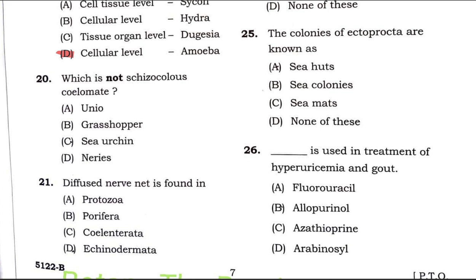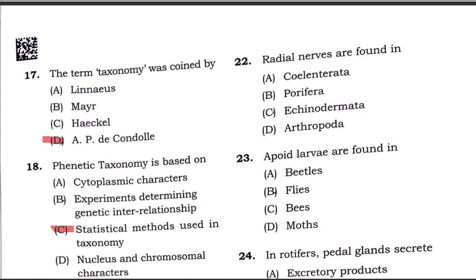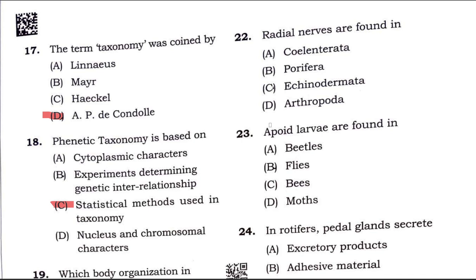Which is not a coelomate? All these animals have a coelom. So again this is a question I'm doubtful about. Then diffused nerve net is found in Coelenterata, which are also called cnidarians. Then radial nerves are found in Echinodermata because they have radial symmetry.